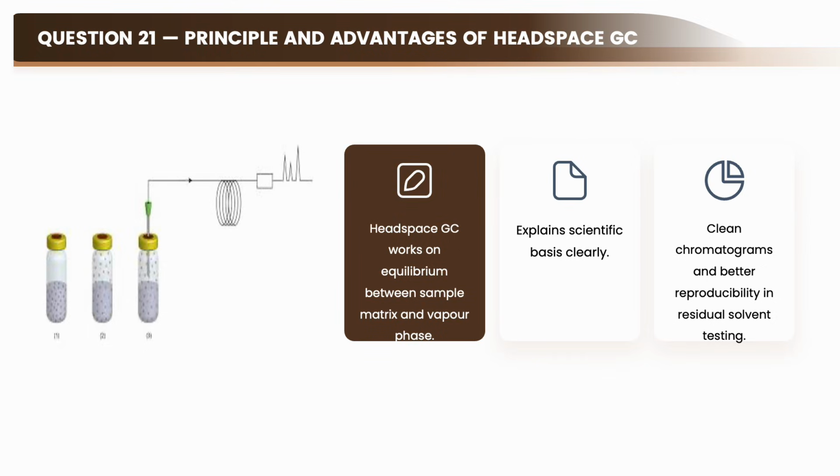Headspace GC works on the principle of partition equilibrium between the sample matrix and the vapor phase. Only volatile components enter the gas phase, while non-volatile components remain in the sample itself. Because of this, Headspace GC provides cleaner chromatograms, better reproducibility, and longer column life. This answer will clearly reflect your strong analytical maturity.